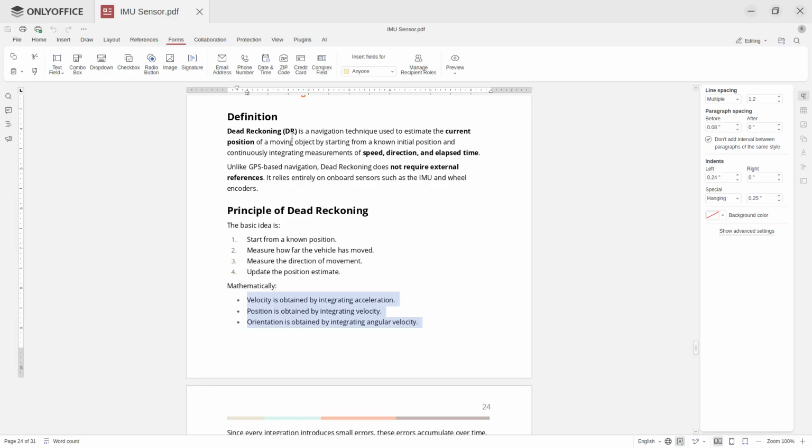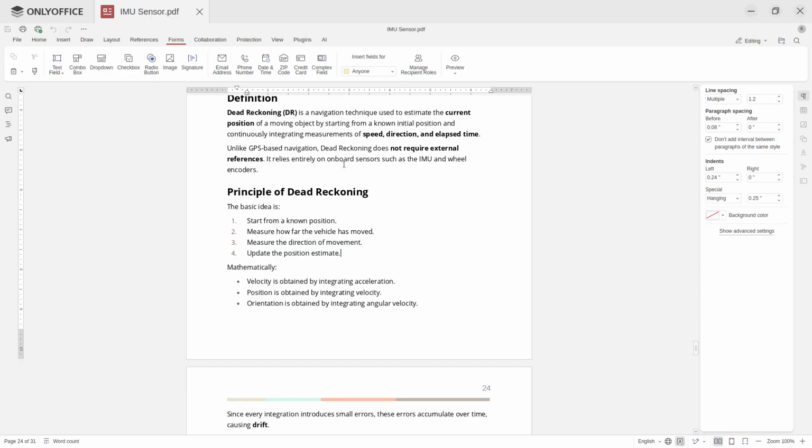Once again, what is dead reckoning? Instead of memorizing, you can remember: start from a known position, measure how far the vehicle has moved, measure the direction of movement and update the position estimate. Dead reckoning is a navigation technique used to estimate the current position of a moving object by starting from a known initial position and continuously integrating measurements of speed, direction and elapsed time.